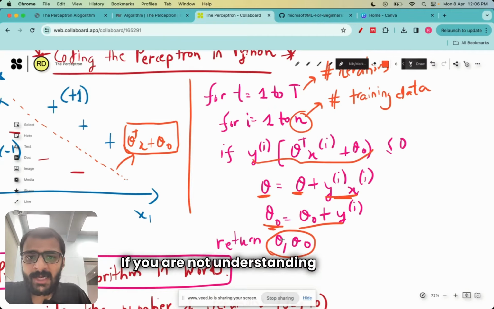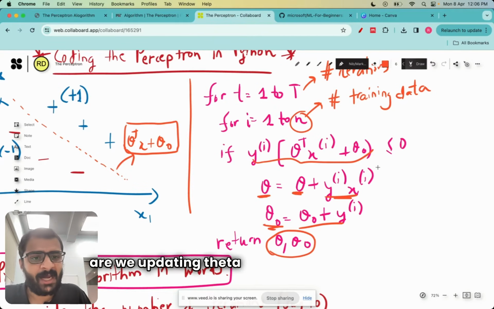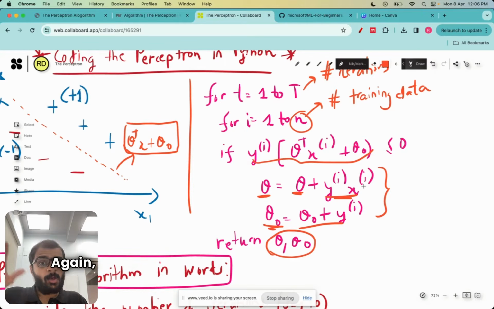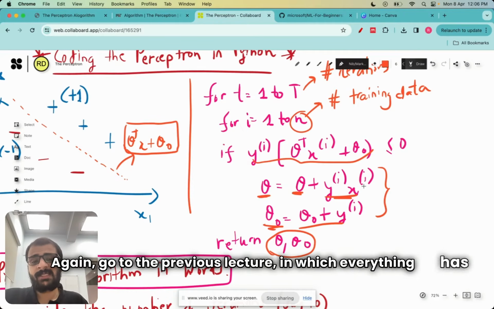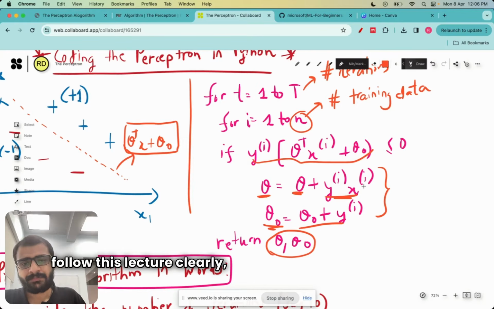If you are not understanding why we are checking this particular quantity, or why we are updating theta and theta naught like this, again go to the previous lecture in which everything has been explained in a lot of detail, so you can follow this lecture clearly.